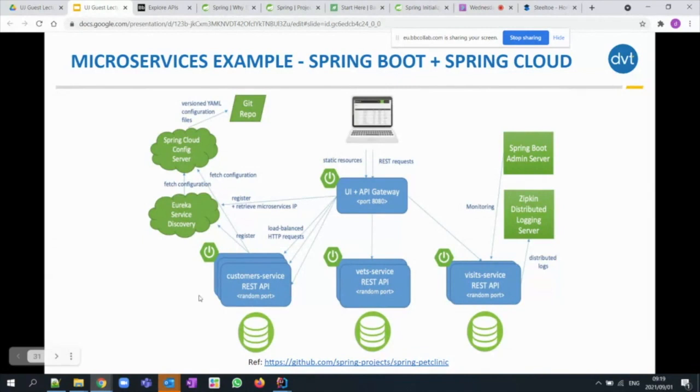Now in the beginning, what's happening is when your customer service, vet service, and visit service spawn up, they go and register themselves to the service discovery system, which is Eureka. And they just go and inform it to say, hi, I'm customer service, I'm available, please register me. If anyone else is looking for me, this is my address, these are my details. If someone looks me up, send them and route them to this particular address or this particular URL.